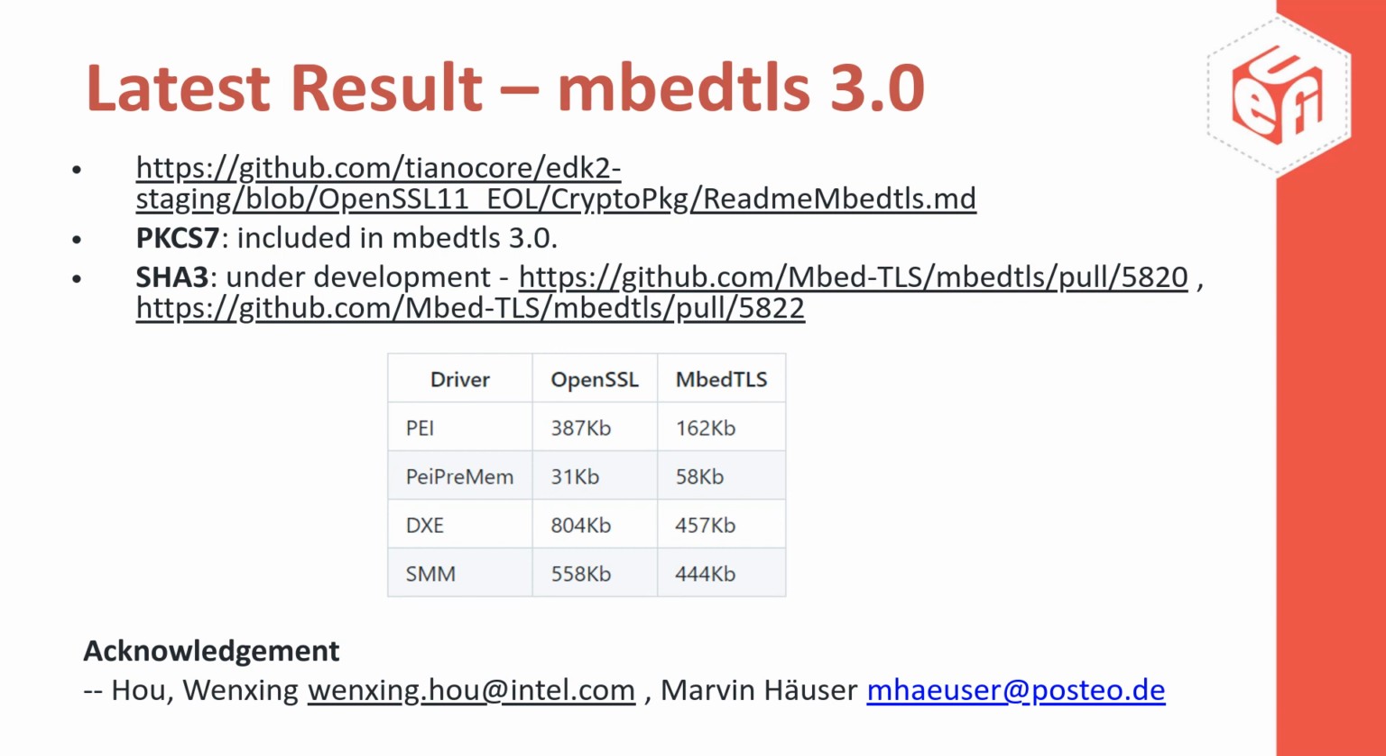Here is a POC result for embedded TLS 3.0. The PEI size and DXE size are almost reduced to half. A weird thing is that for the library in the PEI pre-memory phase, the embedded TLS version is larger if only hash is needed. So we will do more investigation to figure out why this is happening. And I'd like to thank Wenxin, who worked on the embedded TLS 3 implementation and submitted it to staging. Also, Marvin provided the information for the PKCS7 support.